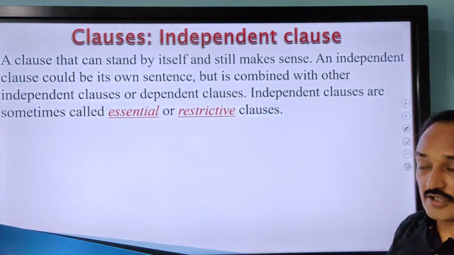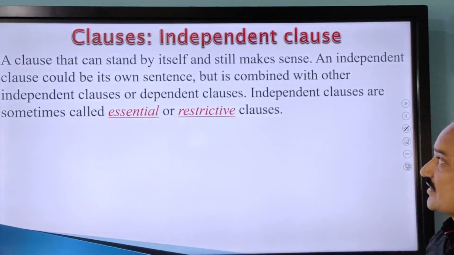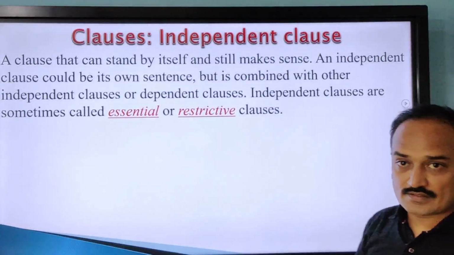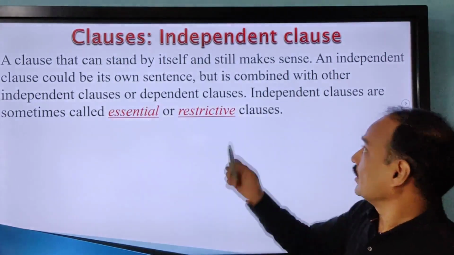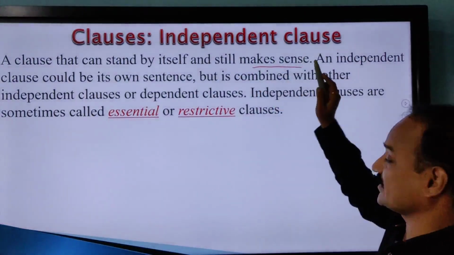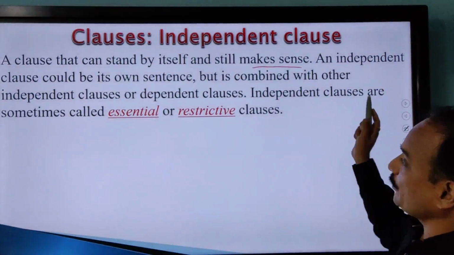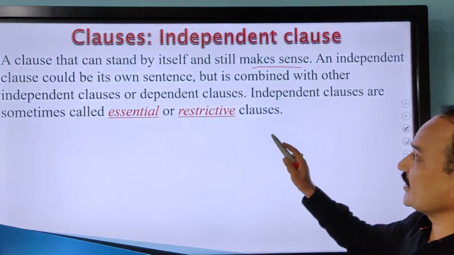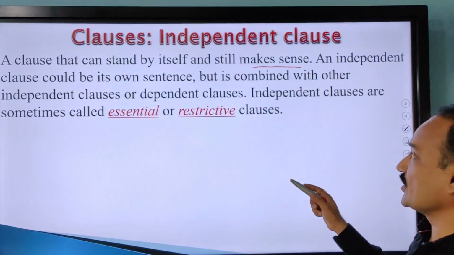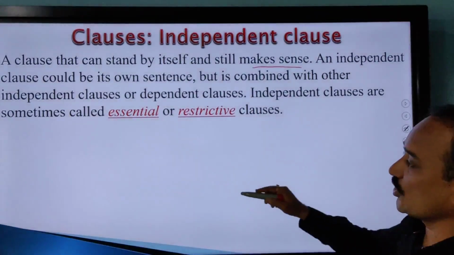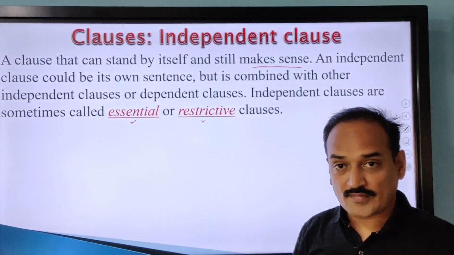Let us talk about the independent clause. What is an independent clause? It is a clause that can stand by itself and still make sense. It can stand by itself, single, and still, what is important? It makes sense. It conveys some sense. An independent clause could be its own sentence, but is combined with other independent clauses or dependent clauses. An independent clause is also called an essential clause or restrictive clause.